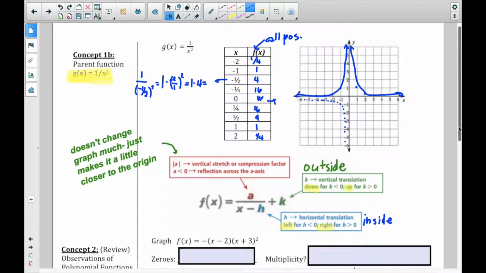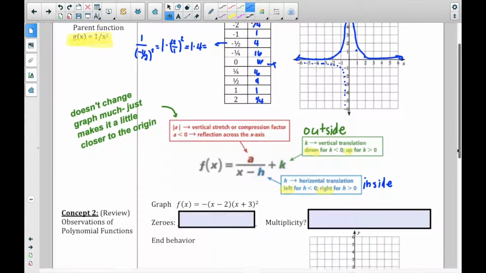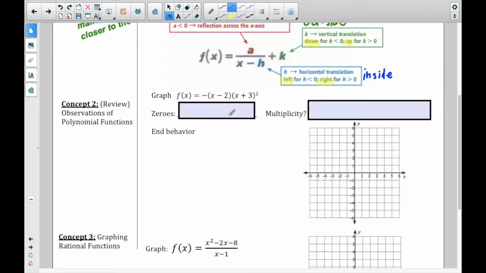And we're spending some time today going over 1 over x, but really what we're going to be graphing is going to be a lot more complex. But this is just a good starting point to look at and see how they work. Down here, we have a review. This is a review. This is observations of polynomial functions. That is our last unit from last semester.